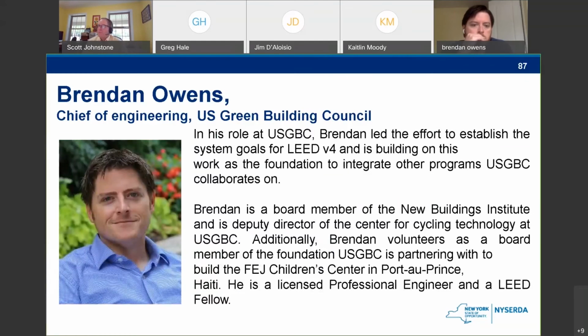Great. And we've got Brendan Owens. He's the Chief of Engineering for the U.S. Green Building Council. In that role, Brendan has led the effort to establish the system goals for LEED version 4 and is building on this work as the foundation to integrate other programs USGBC collaborates on. He's also a member of the New Buildings Institute and is Deputy Director of the Center for Cycling Technology at USGBC. So welcome to Brendan, and let's hit the next slide.